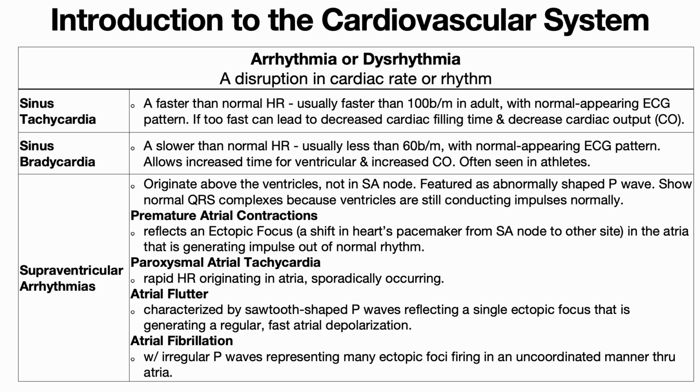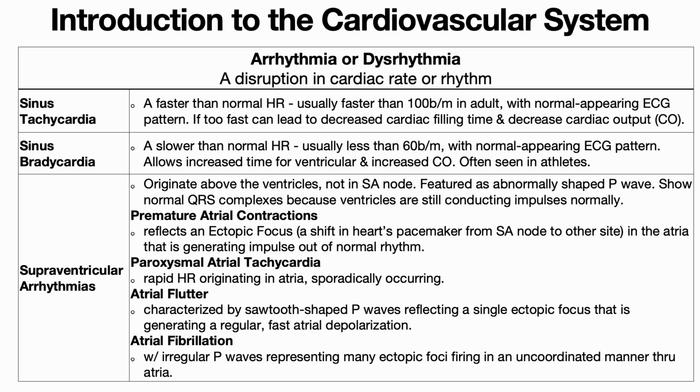So there are different types of arrhythmias. First, we have the sinus tachycardia, which is a faster than normal heart rate, usually faster than 100 beats per minute in adults, and it is with a normal appearing ECG pattern. If it is too fast, it can lead to decreased cardiac filling time and decreased cardiac output. The sinus tachycardia may be caused by activities like exercise, fear, or stress. So therefore, the patient's condition should be determined whether or not it's problematic.